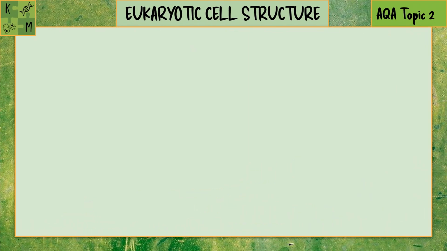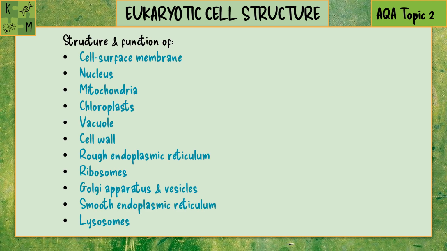Hi everyone. In this video we're going to look at eukaryotic cell structure from AQA topic 2. So firstly we'll go over the structure and function of each of the organelles as listed in the specification, and then we'll have a look at specialised cells and how they're organised into tissues, organs and systems.